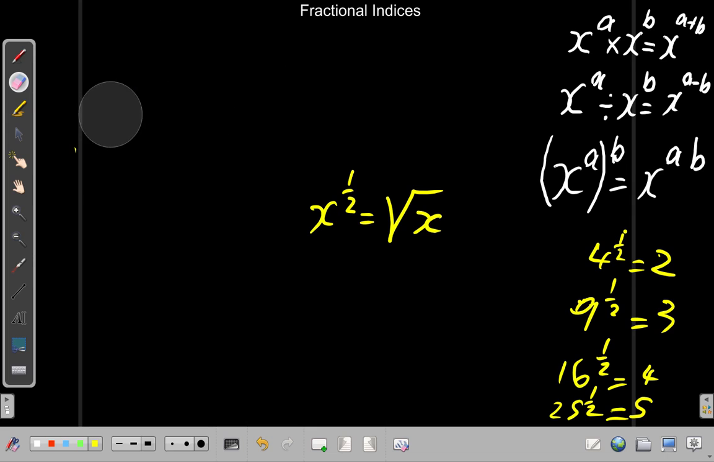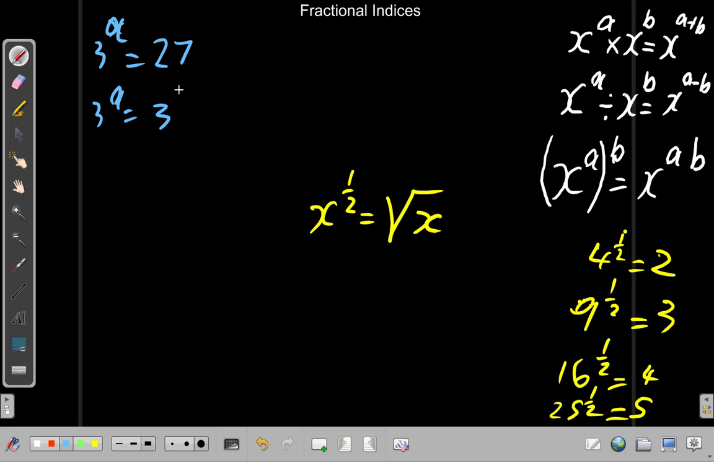Let's try something here. Let's change the number now. 3 to the a is equal to 27. We know that 3 times 3 is 9, 9 times 3 is 27. So 3 to the a is equal to 3 cubed. 3 cubed is 27, so a is 3. No problem.